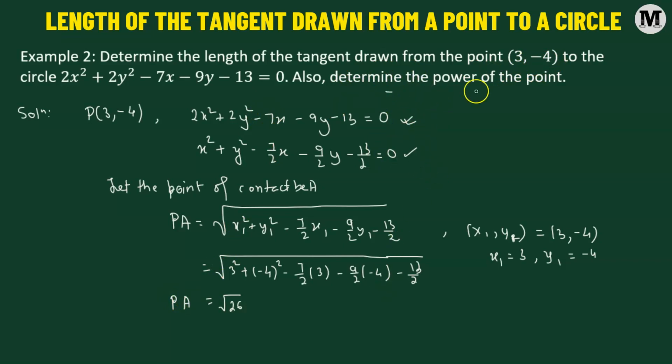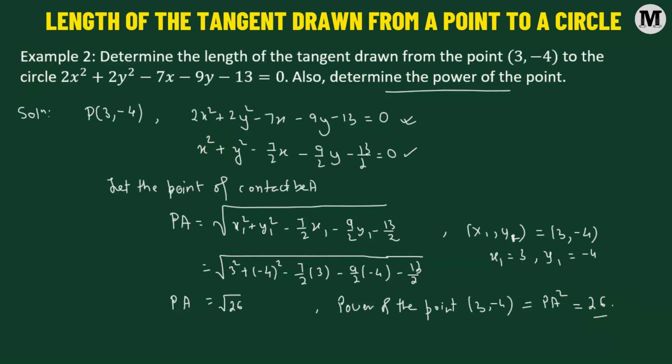Coming to the next part, we need to determine the power of the point P. So here, the power of the point which is having the coordinates (3, negative 4) is simply equal to the square of the length of the tangent, PA squared. So that means the power of the point is going to be 26.